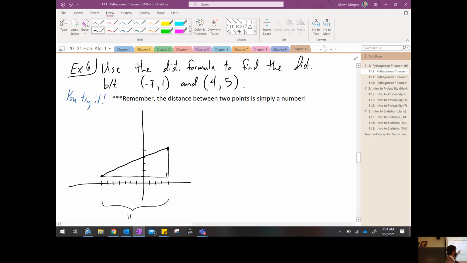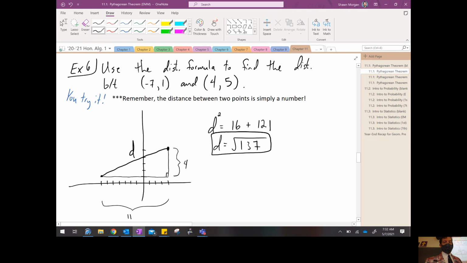Let's see here. From 1 to 5, that's a change of 4. So I'm counting my tick marks. It's a 4. There's D. So D squared equals 4 squared plus 11 squared, which is 121. What is that? 137. I'm going to take the square root of that to get rid of that squared on D. And I'm not going to use the negative, of course, since we're talking about distance. And there we go. Now, that's not too bad.